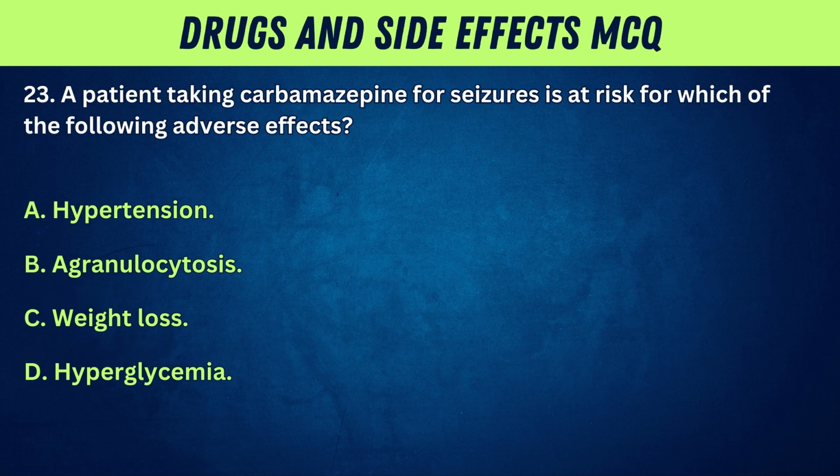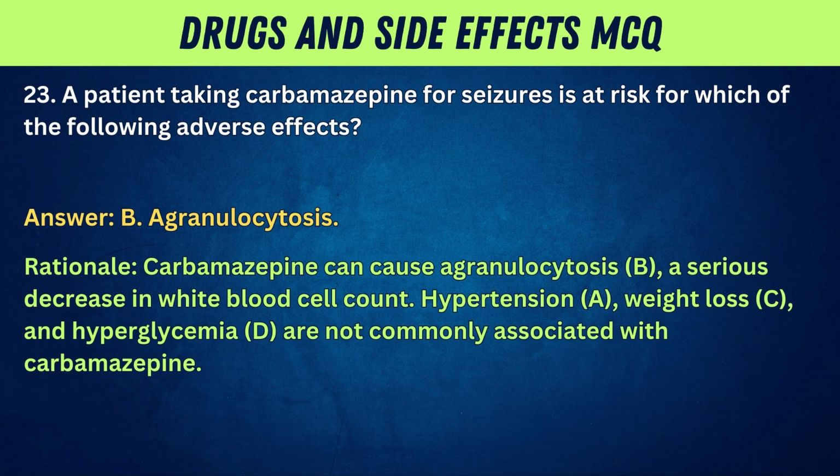23. A patient taking carbamazepine for seizures is at risk for which of the following adverse effects? A. Hypertension. B. Agranulocytosis. C. Weight loss. D. Hyperglycemia. Answer: B. Agranulocytosis. Rationale: carbamazepine can cause agranulocytosis, B, a serious decrease in white blood cell count. Hypertension, A, weight loss, C, and hyperglycemia, D, are not commonly associated with carbamazepine.